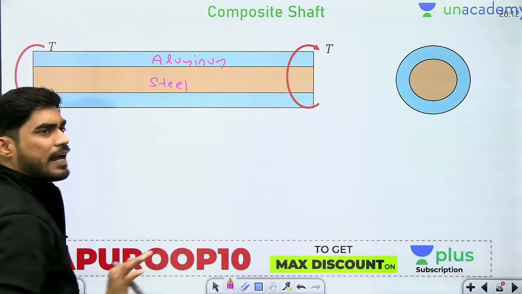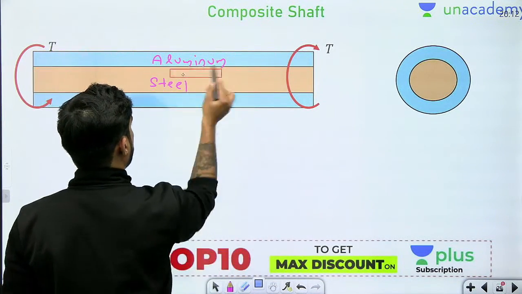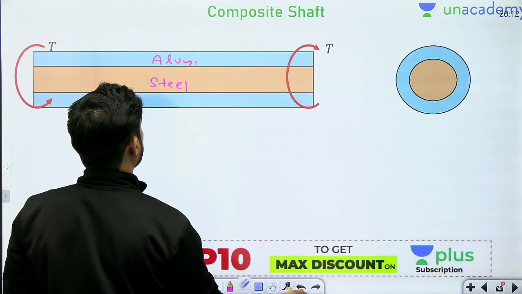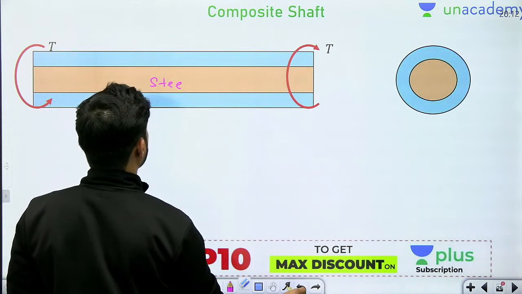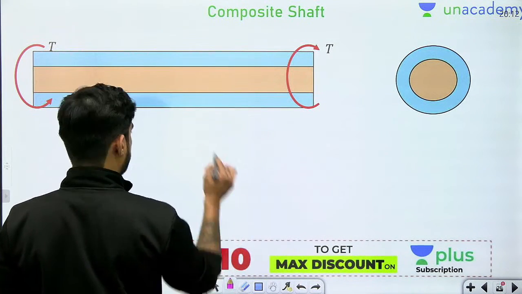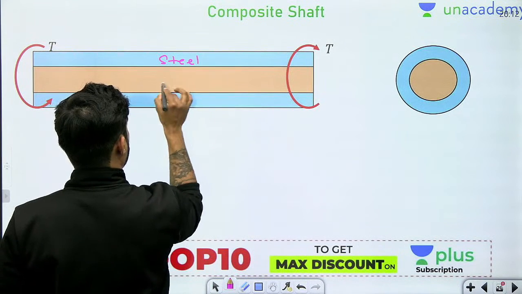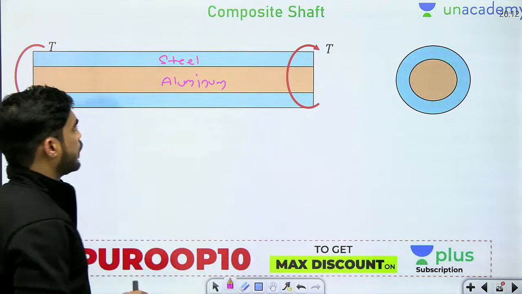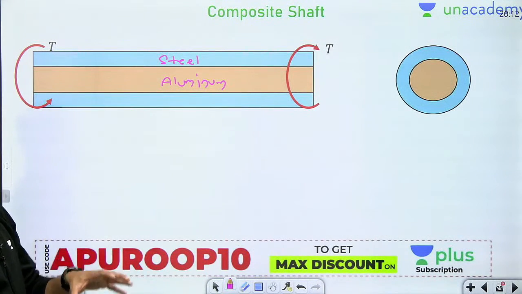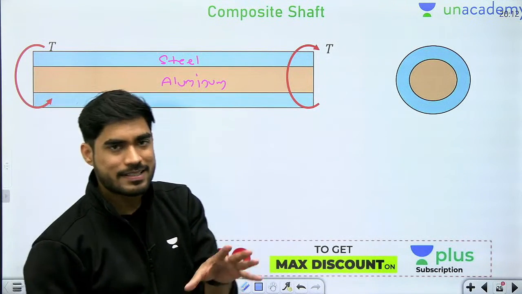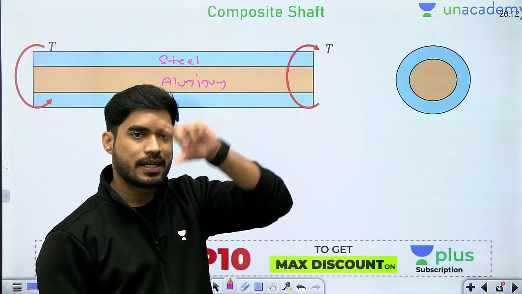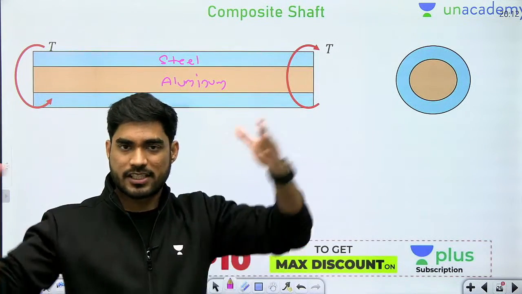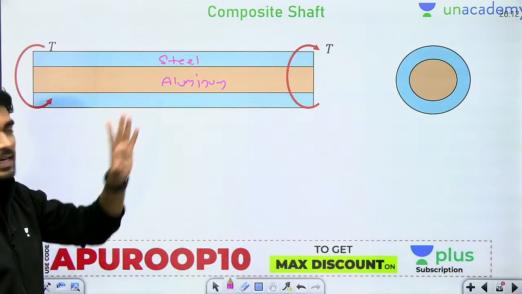Okay, I am telling you this as an example, let us reverse it. Let's say this is steel, this is aluminum. Why have I done this? Because practically, if you want to make a composite shaft, then you will always see that the stronger material is away from the axis of rotation. The strong material should be away from the axis of rotation. So steel and aluminum like this.